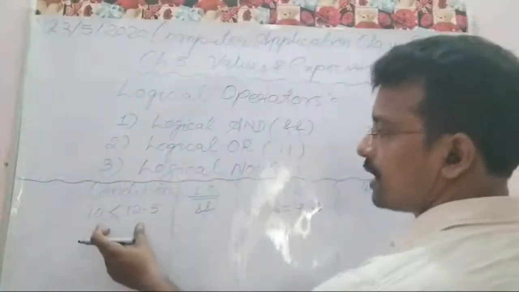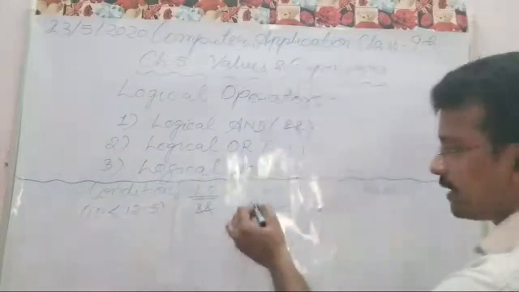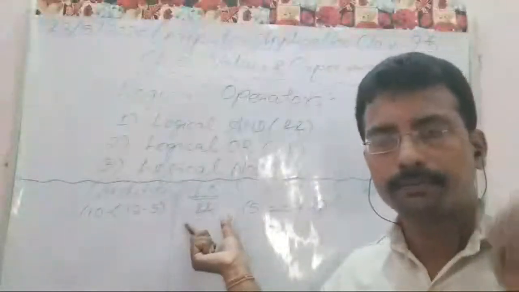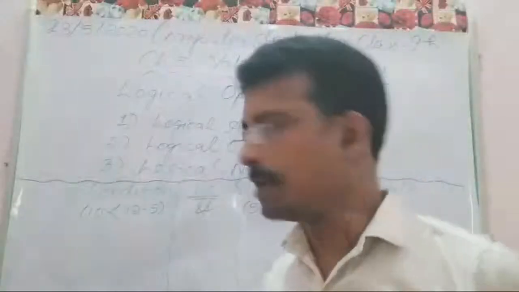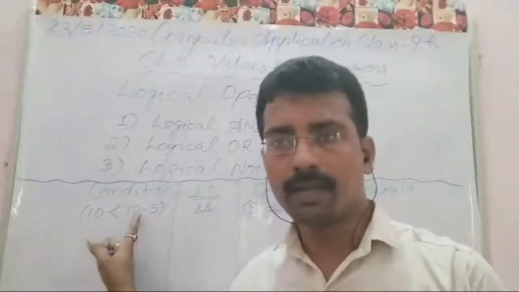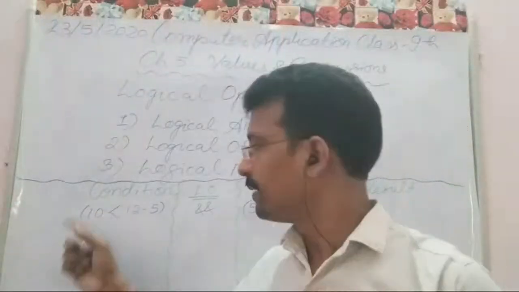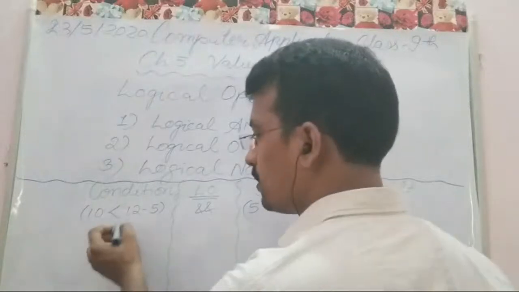So what will you do? You will write the first condition in a bracket. You will write the second condition in a bracket, and in between both brackets you will write the AND operator. Now we will finalize the result. One by one, see what will be the result of this. 10 is less than 12 minus 5. 12 minus 5 is 7. 10 is less than 7? No. So here the result will be false.